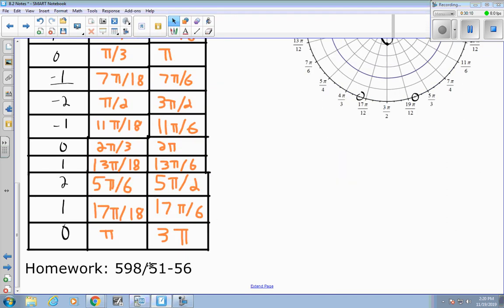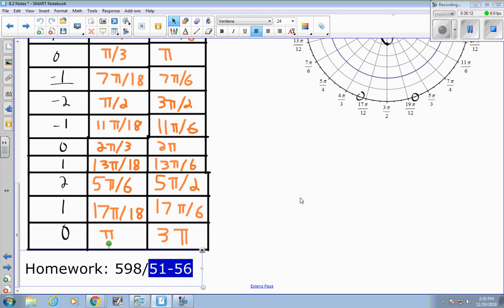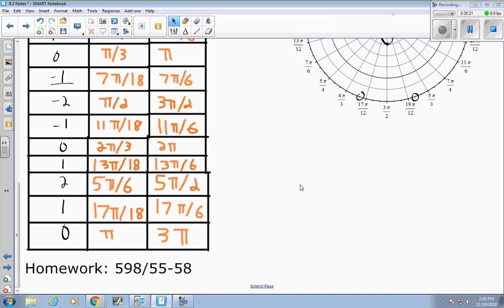All right, what was your homework last night? So 55 through 58, 4 graphs, 55, 56, 57, 58. You're going to see 2 roses. I'm sorry, you're going to see 4 roses. I think 2 of them are sine, 2 of them are cosine.